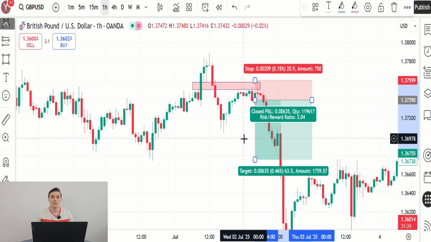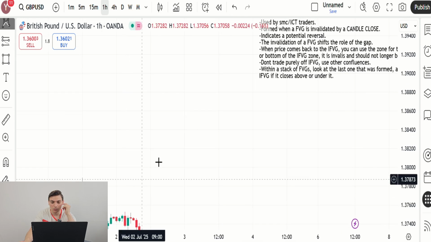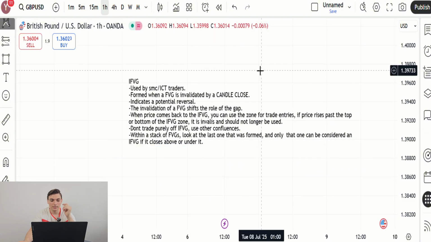This was just an example to show you guys how an inverse fair value gap would work. And that's all for this video. Write this down, take a screenshot of it, do whatever you want with it. I've literally said everything when it comes to inverse fair value gap.